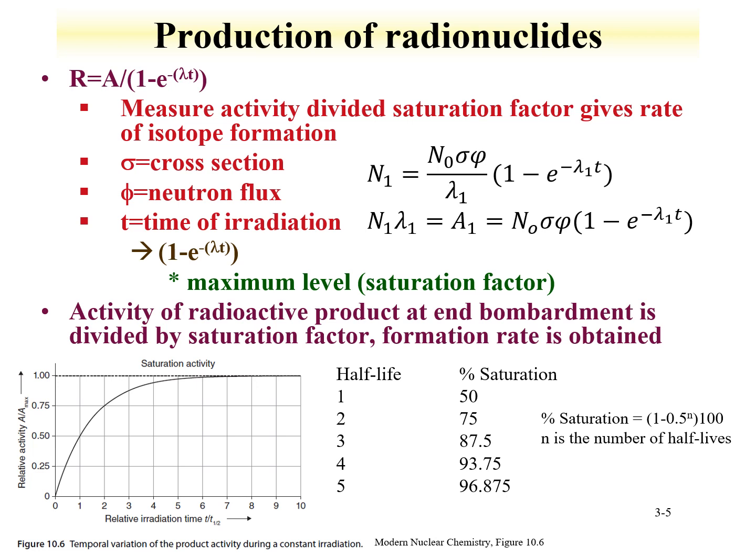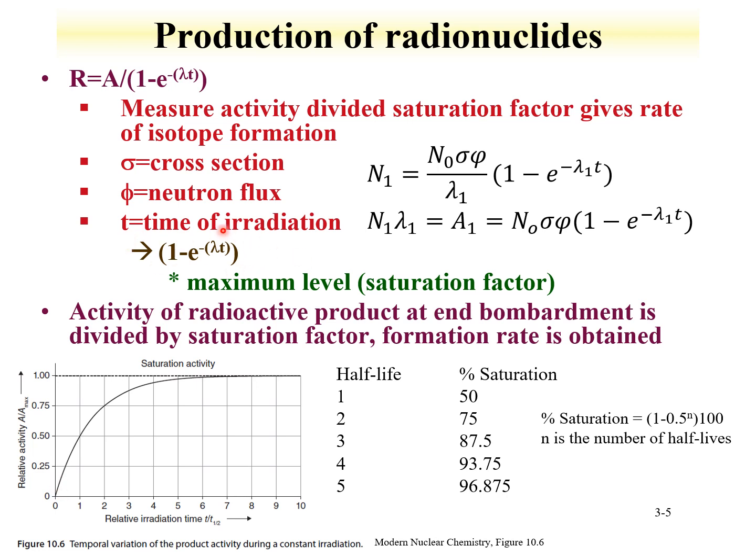However, if you're irradiating a sample for an hour and the half-life of the isotope that you're producing is 3 hours, a measurable amount of that isotope may have decayed. And you need to include this saturation factor.